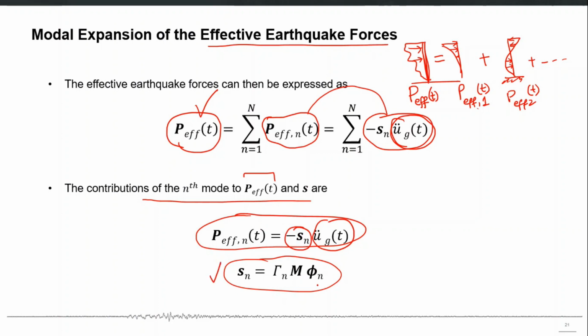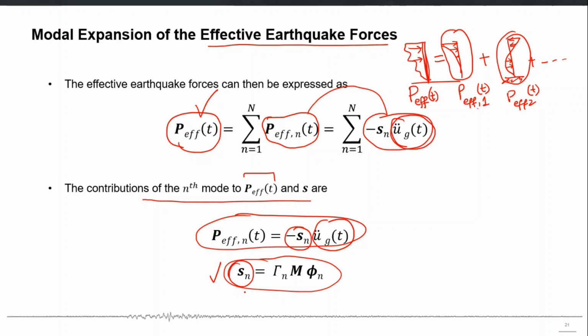So P effective comma 1 will be this one, a pattern which is the same shape as the first mode. P effective 2 will be this pattern. Obviously this pattern will still be fluctuating with time, but the pattern will remain the same. The pattern will be defined by this S1, S2, S3, right?